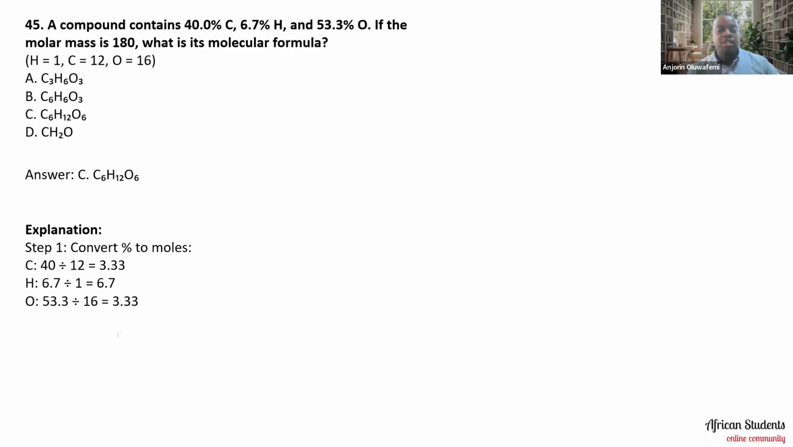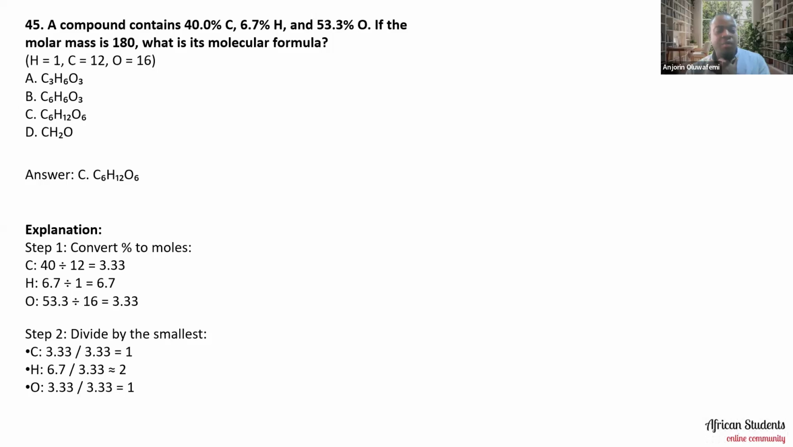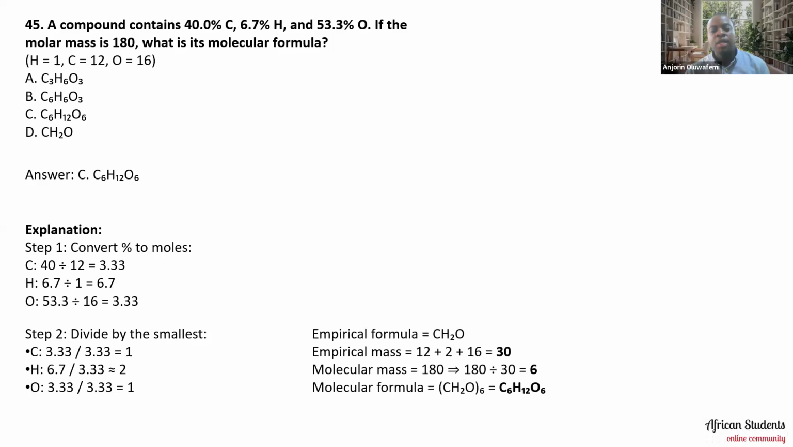So we divide by the smallest, which is 3.33. When you do that, you have a ratio of carbon 1, hydrogen 2, and oxygen 1. If that is the case, the empirical formula will look like CH2O. That's the empirical formula, whereby the empirical mass equals what? 12 plus 2 plus 16, which equals 30.